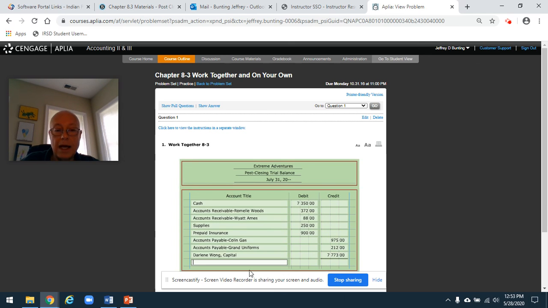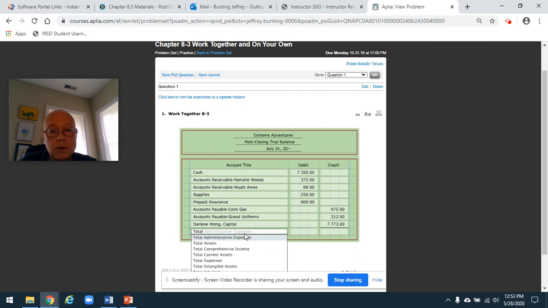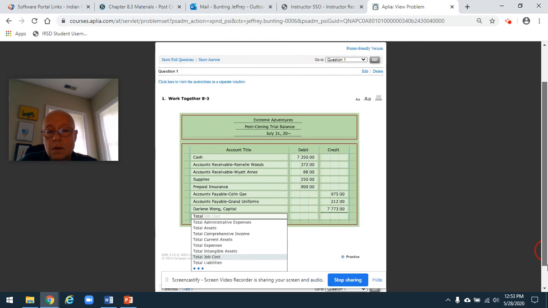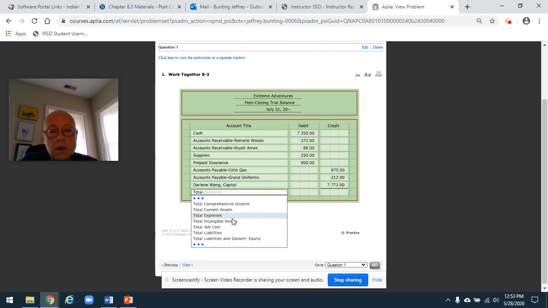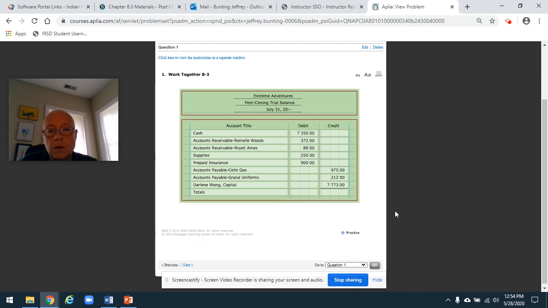Okay. Our last step here is to total it. Total administrative expenses, just total. Come on, Apple. Work with me here. Give me some love. Total. All right. Why is this not working with me? Here we go, total. Okay, so break out our calculator, and 8960 equals 8960.